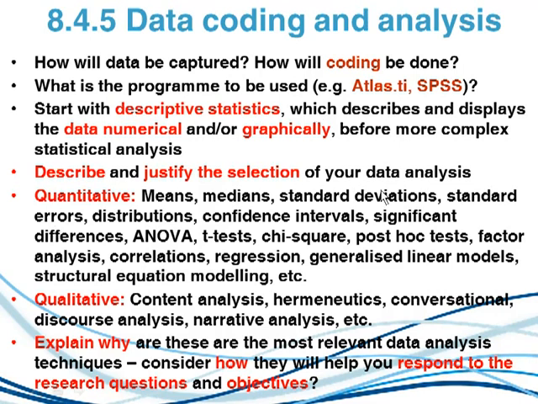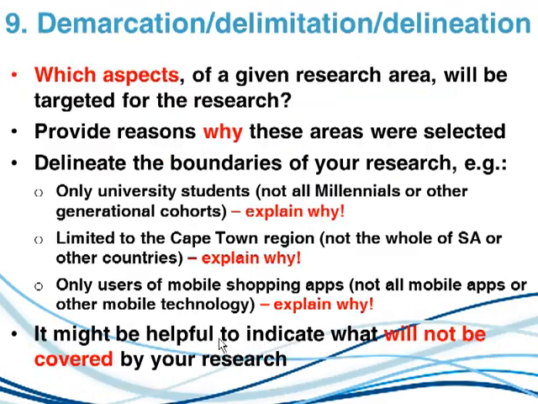Describe and justify the selection of your data analysis. So why did you analyze it like this? Quantitative things you could include are means, median, standard deviations, confidence intervals, ANOVA, t-test, chi-squared, post-hoc test, etc., structural equation modeling. So these are the things that you could use. Qualitative, you use content analysis, hermeneutics, conversational, discourse, narrative analysis. So explain why you're using these different techniques, okay? Consider how they'll help you respond to your research questions. So those are what you can write under data coding and analysis.